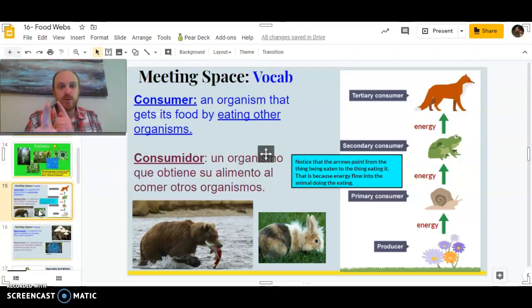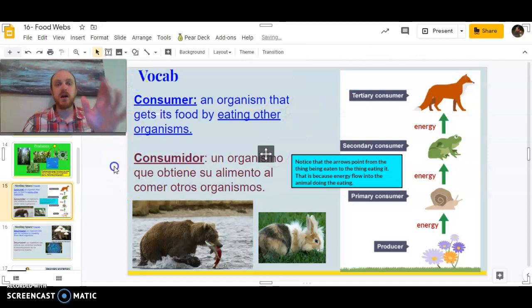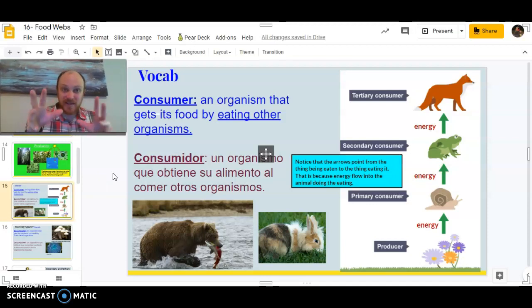Next one is consumer. A consumer is an organism that gets its food by eating other organisms. Does that sound like anybody you know? This guy. I like to eat. So plants are producers, and things that eat the plants, like in this picture, are consumers. So the snail is a consumer because it eats plants.